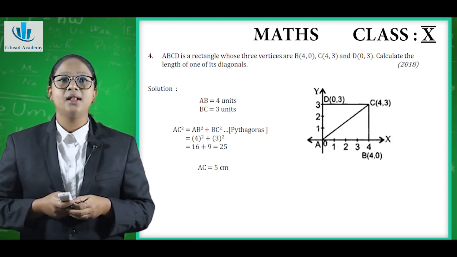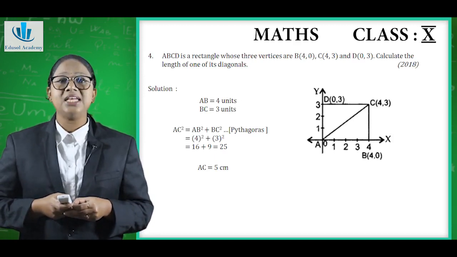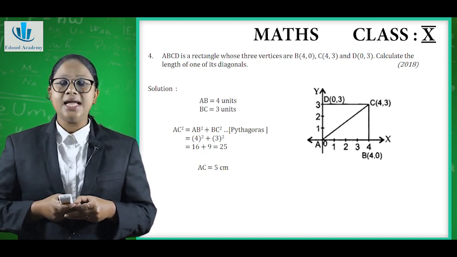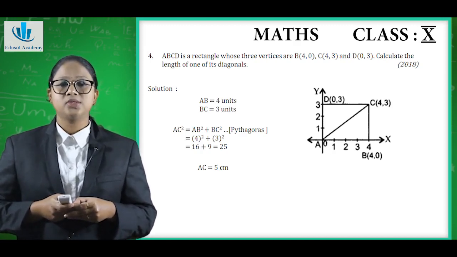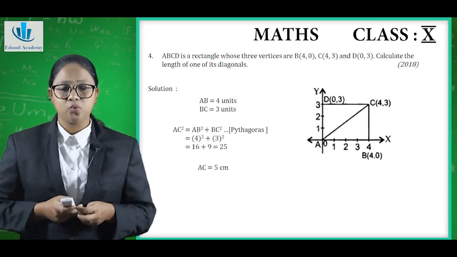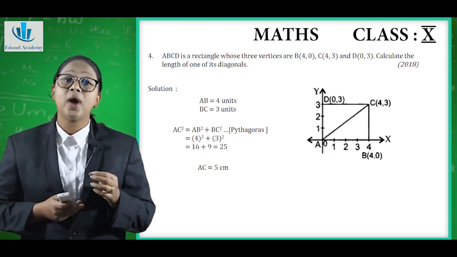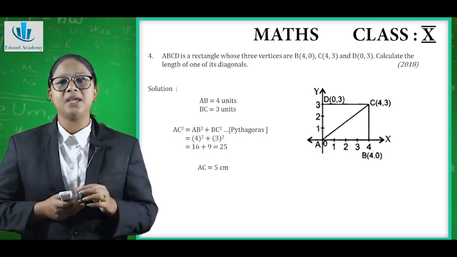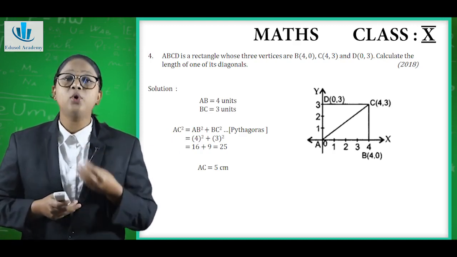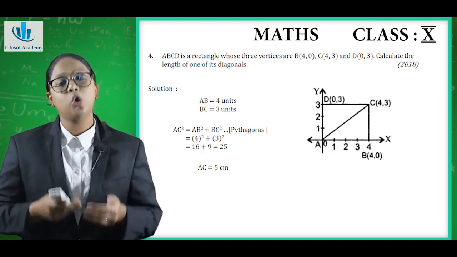ABCD is a rectangle whose 3 vertices are B(4, 0), C(4, 3) and D(0, 3). Calculate the length of one of its diagonals. So we don't have the fourth vertex, so we have to find the fourth vertex. To find that, we can try plotting the rectangle in a Cartesian plane. You can see in the figure here. So we can observe that the fourth vertex A is (0, 0), the origin.